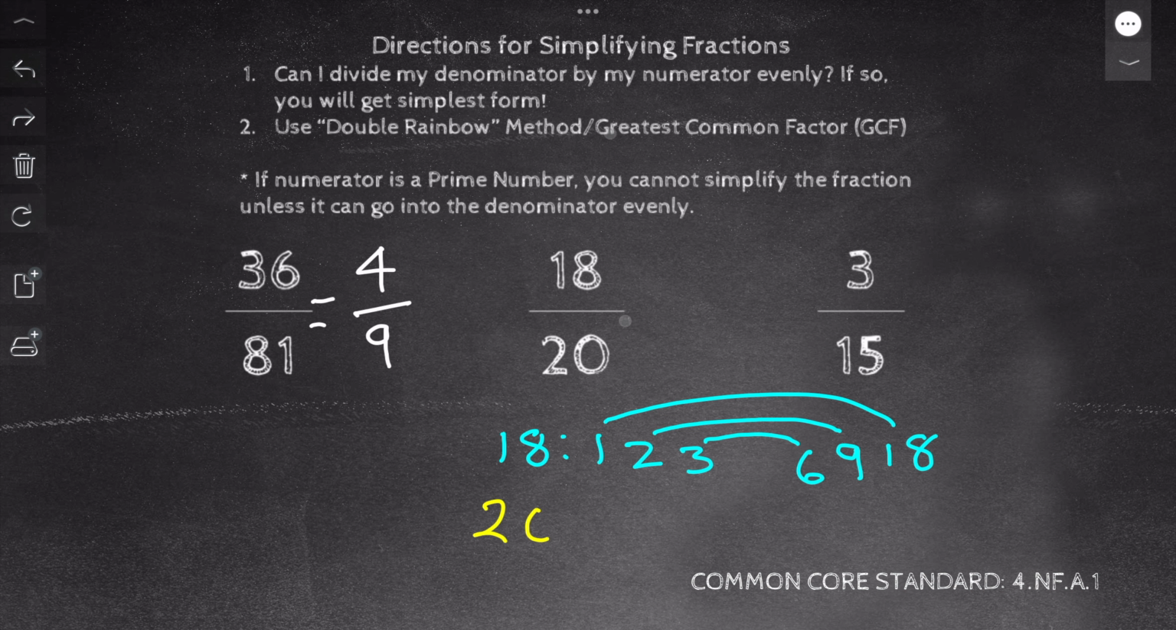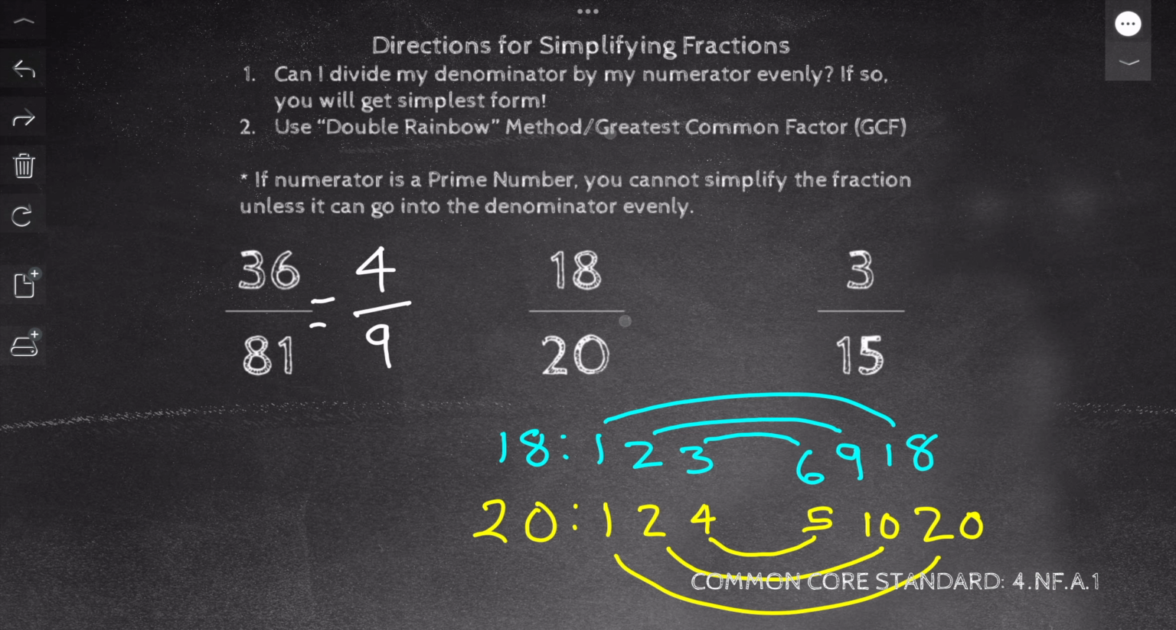Next, I'll move to 20. I know 1 times 20 equals 20. 2 times 10 equals 20. And I know 4 times 5 equals 20. Now I'm going to look for the greatest number they both have in common. The largest number they both have in common is 2.